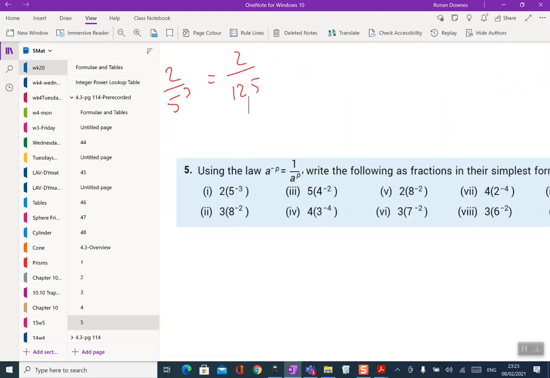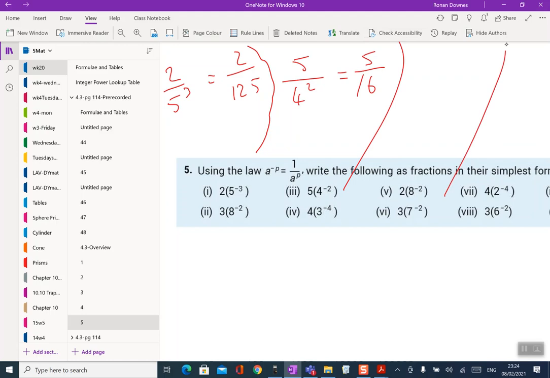Okay. So you're certainly seeing here why it's very handy, because I can do this really quickly. The 5 stays up, the 4 squared goes down, that's the first step, and the 5 and the 16 is the second step. That's that one. Okay, the 2 stays up, the 8 goes down in squares, and that's 2 over 64, which is 1 over 32 by the time you're finished.